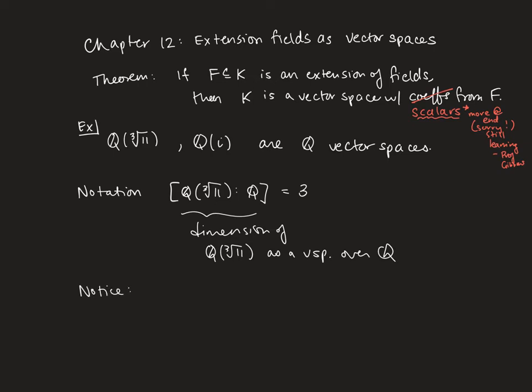If we take a peek at the degree, well, 3 is the degree of x cubed minus 11, which is the minimum polynomial of the cube root of 11 over Q, and that turns out to be the dimension of the vector space Q adjoin cube root of 11 over Q. And it's not an accident. We'll see that these notations that we use are going to help us understand some things that relate the dimension and the degree of the minimum polynomial.